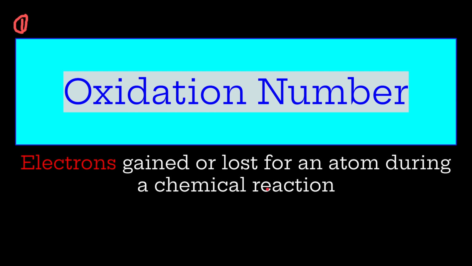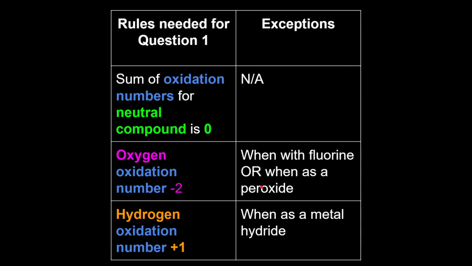These rules are very crucial, and that's why we're going to assign an oxidation number to each atom, because every atom in our chemical reaction has an oxidation number. So the rules we could use: the sum of the oxidation numbers for a neutral compound is zero, and there are no exceptions. That means, for example, for NaCl, the oxidation numbers are going to add up to zero. Secondly, oxygen's oxidation number is negative 2, except when it is in a peroxide.